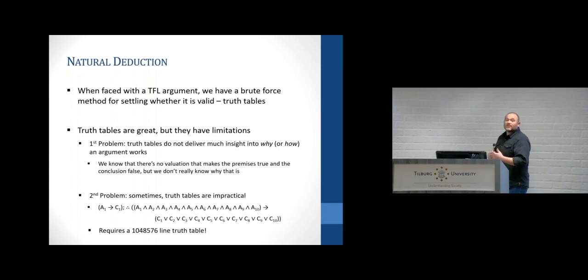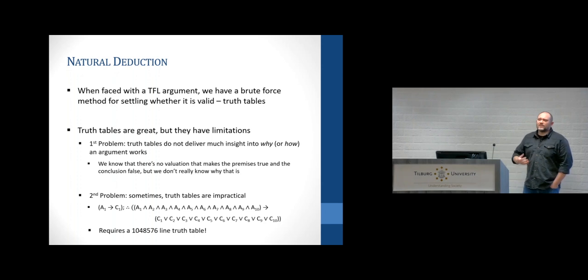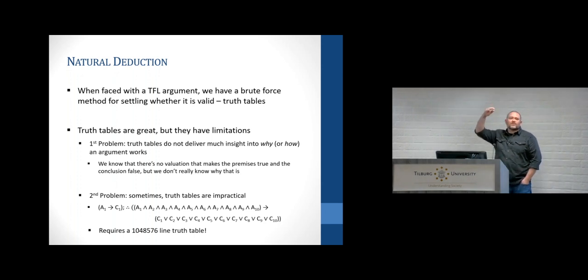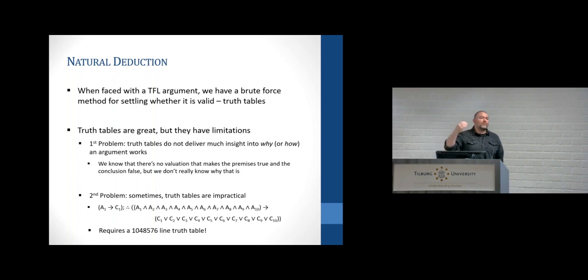But truth tables have some limitations. One big limitation, and in fact the biggest problem with them, is that they don't deliver anything that you might call insight. So a truth table can show you that an argument's valid, but it can't show you why the premises get you to the conclusion. That is, how is it that you might reason from the truth of the premises to the truth of the conclusion? It just shows you that there's no valuation, right? There's no real explanation of how to get there from here.